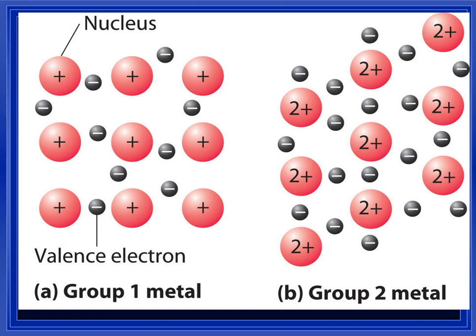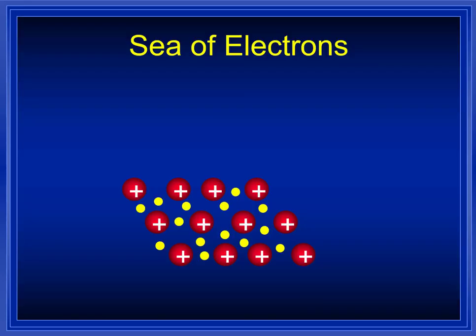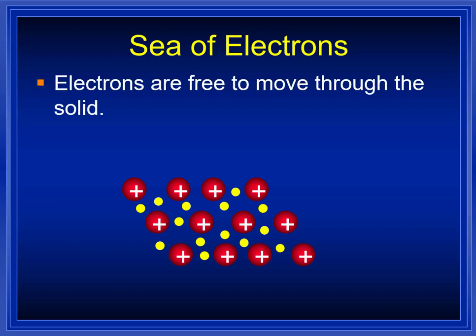Can you tell which electron went with which positive ion? It doesn't matter in holding them together which one is attracted to which. No. And group 2A has positive 2 charges, but more protons. So, in a sea of electrons, those electrons are free to move in the solid.